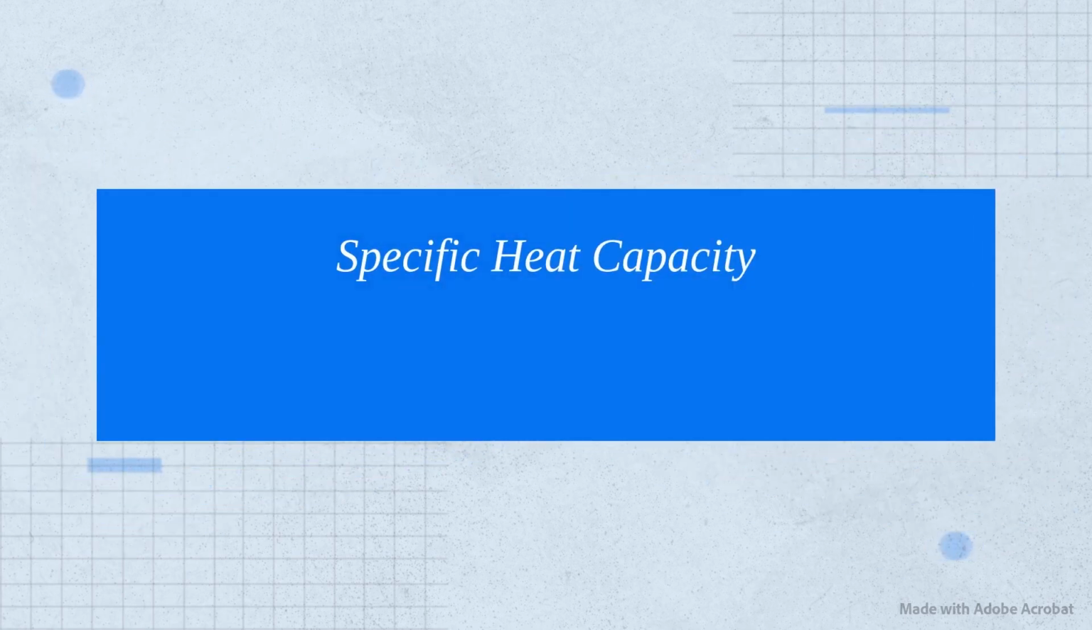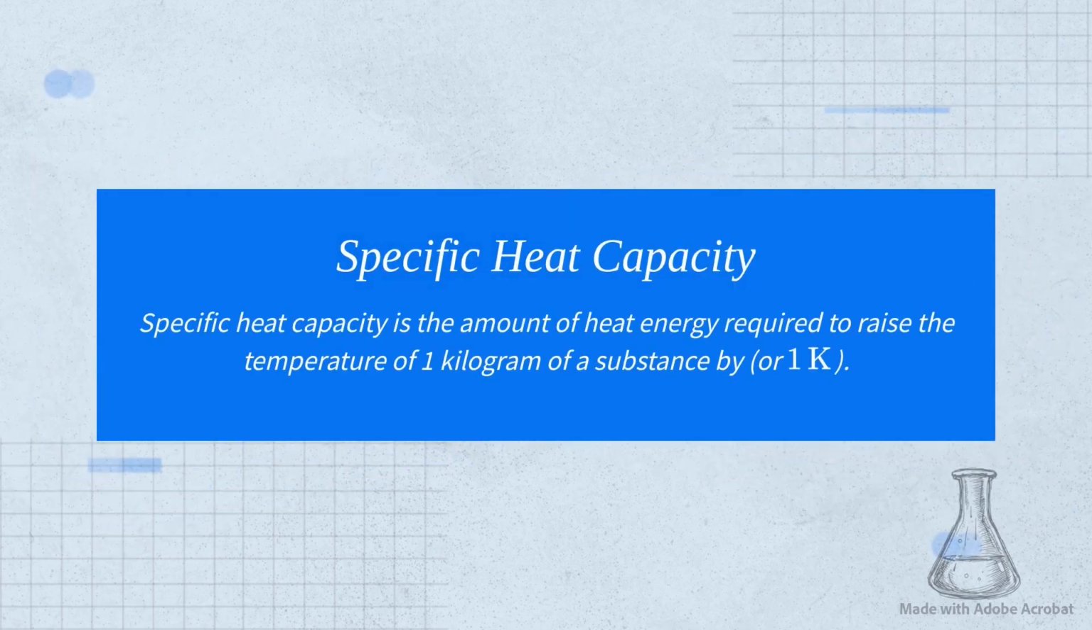Before we dive deeper, let's define the term at the heart of our story. Specific heat capacity is the amount of heat energy required to raise the temperature of 1 kilogram of a substance by 1 degree Celsius or 1 Kelvin. This definition sets the stage for understanding how different materials respond to heat.